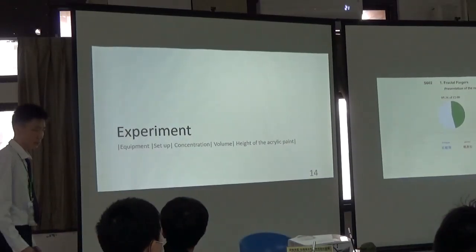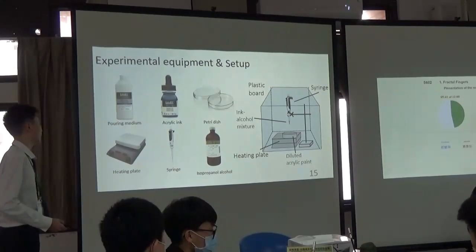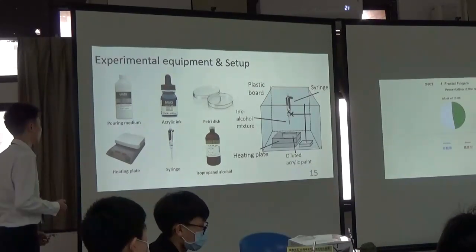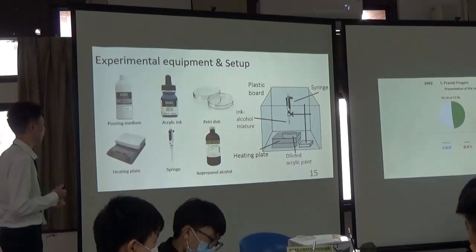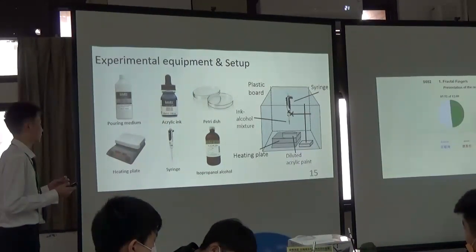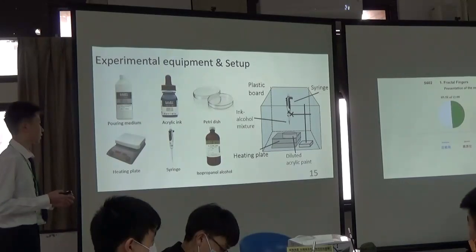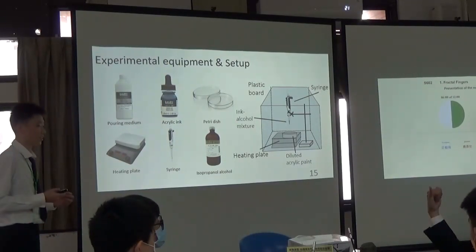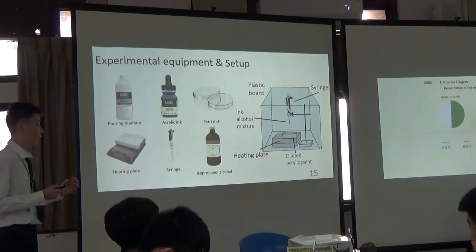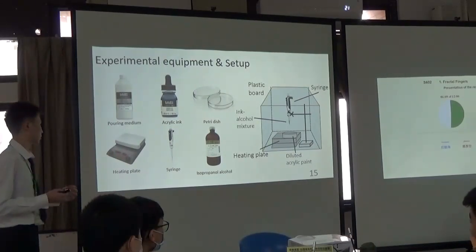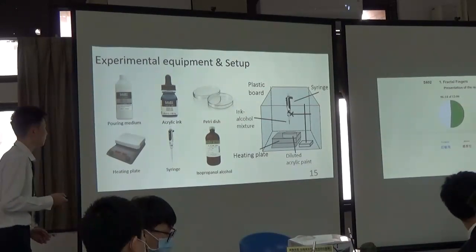And here's the experiment part. Here's the experimental equipment that I used when doing the experiment. First, I use a fluid medium to get the diluted acrylic paint, and I mix the acrylic ink and the IPA alcohol to get different concentrations of the ink alcohol mixture. I use a syringe to control the initial volume of the mixture, and a heating plate to control the temperature in order to control the viscosity of the diluted acrylic paint. And I use a plastic board to avoid environmental disturbances.